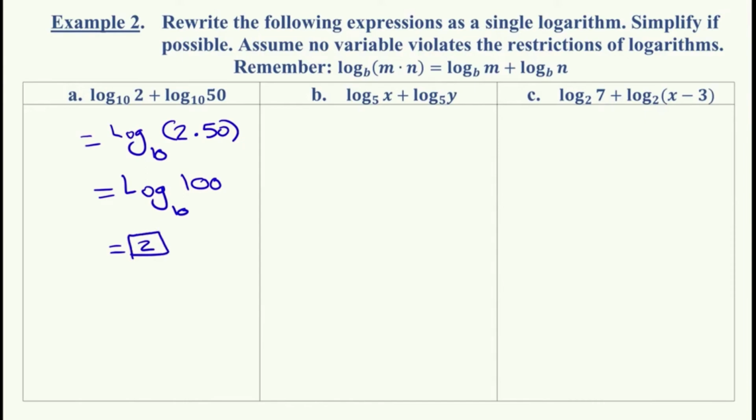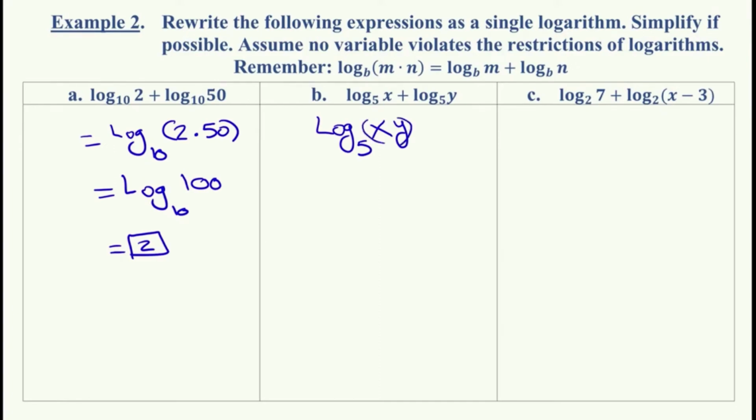So for the next one, we're going to take that and write it as log base 5 of basically just the product, like that. And that's all we can do there. Sometimes people use parentheses on something like that, and sometimes they don't. We'll go ahead and use them. It's a little bit safer.